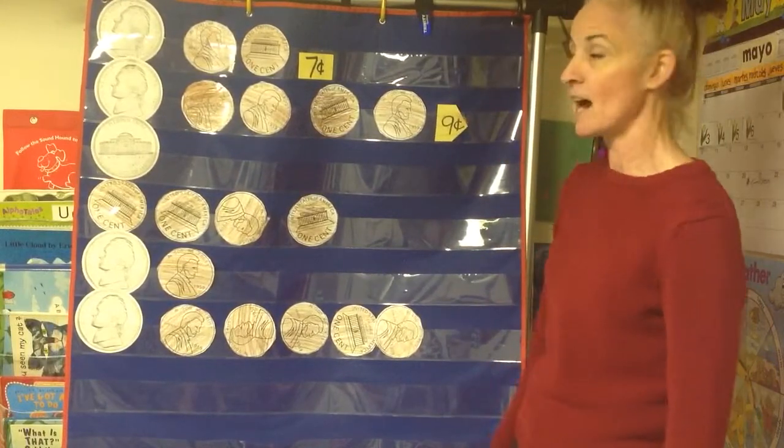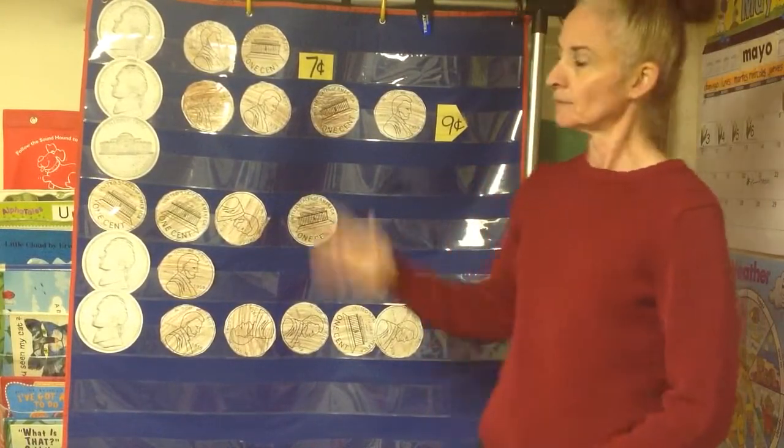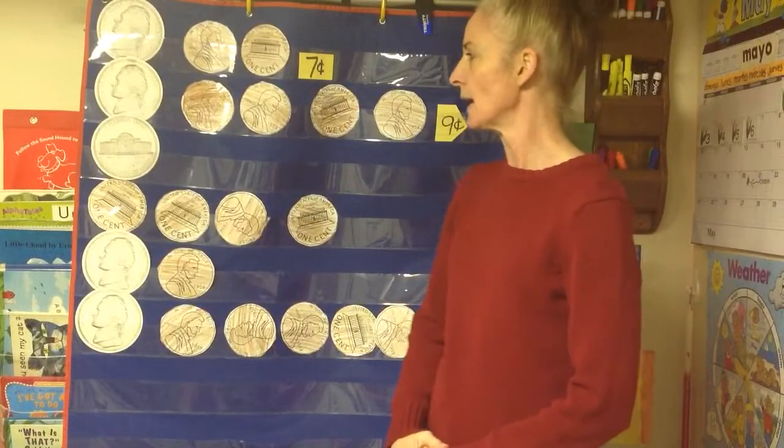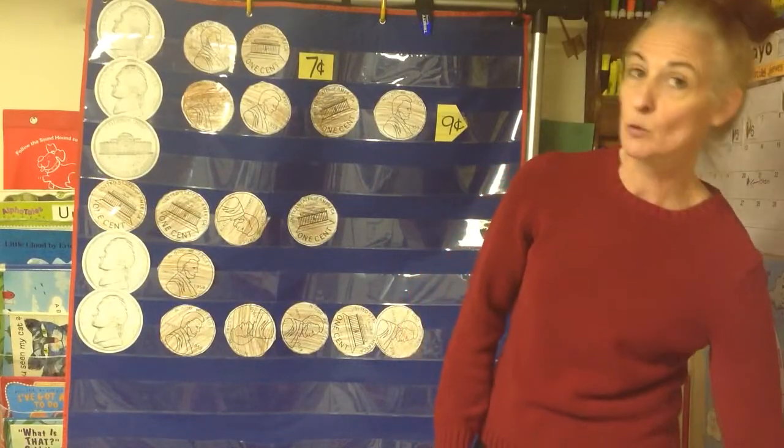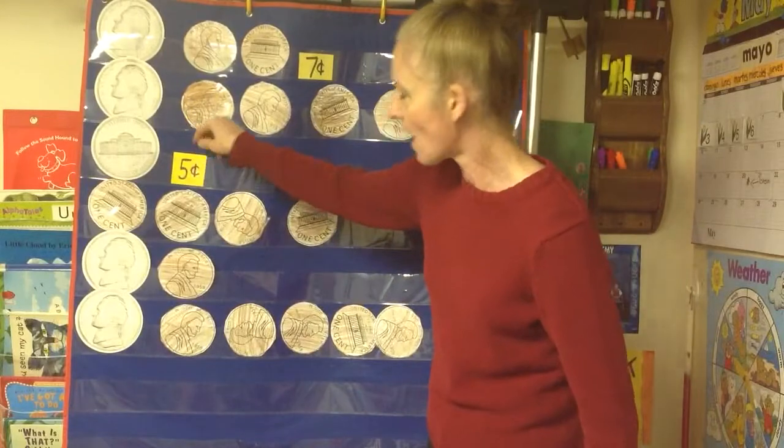So that is 9 cents. Okay, slide those coins away. Okay, now just give me 1 nickel. 1 nickel all by itself. Okay, that one's easy because 1 nickel all by itself is 5 cents.